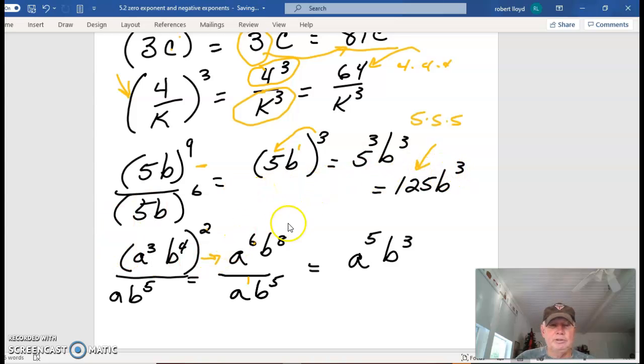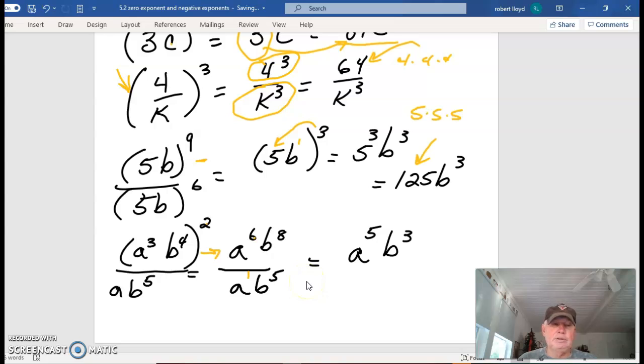Okay, the last one's a little bit different in that you have the parentheses on the top, but no parentheses on the bottom. So we always do the parentheses first. So this is our power rule. 2 times the 3 is 6. 2 times the 4 is 8. Divided by ab to the 5th. Remember, a is to the 1st power when it's by itself. So 6 minus 1 is our a to the 5th, and 8 minus 5 is our b to the 3rd.